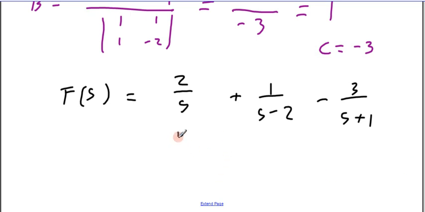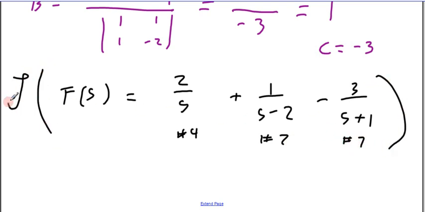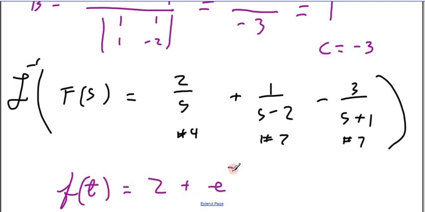And I'm going to use number 4 and number 7 and do an inverse Laplace transform. And I'm going to get f of t is equal to 2 plus e to the 2t minus 3e to the minus t, which checks with the back of the book.